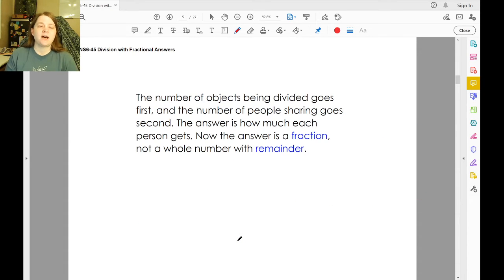The number of objects being divided goes first. So start off with what you have, which is the number of pies. The number of people sharing goes second. How many groups are you making it into? That goes second.